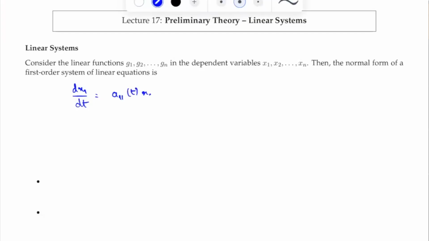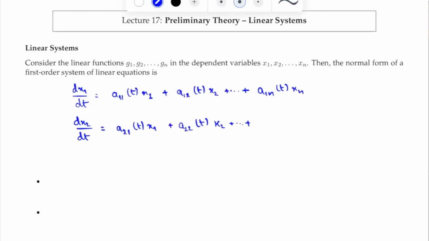t x1 plus a12 t x2, and you do this up to a1n of t times xn. This is just one differential equation. The second differential equation is dx2/dt equal to a21 t x1 plus a22 t x2. We do this up to a2n of t xn.